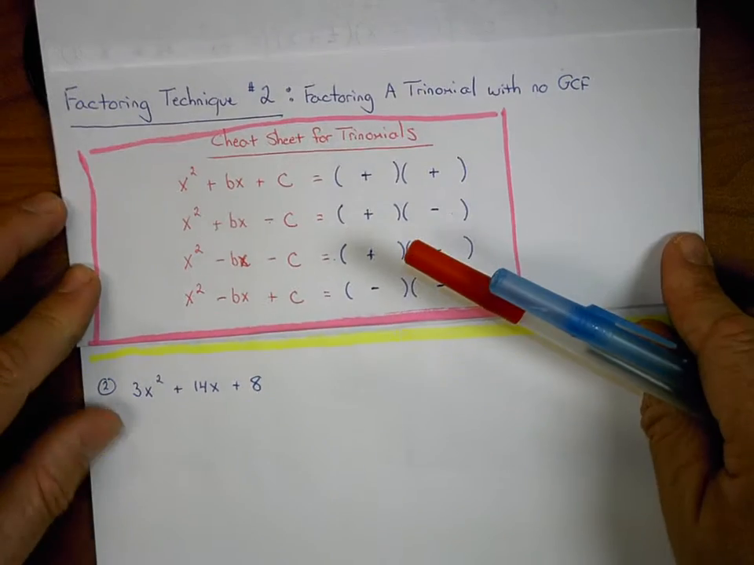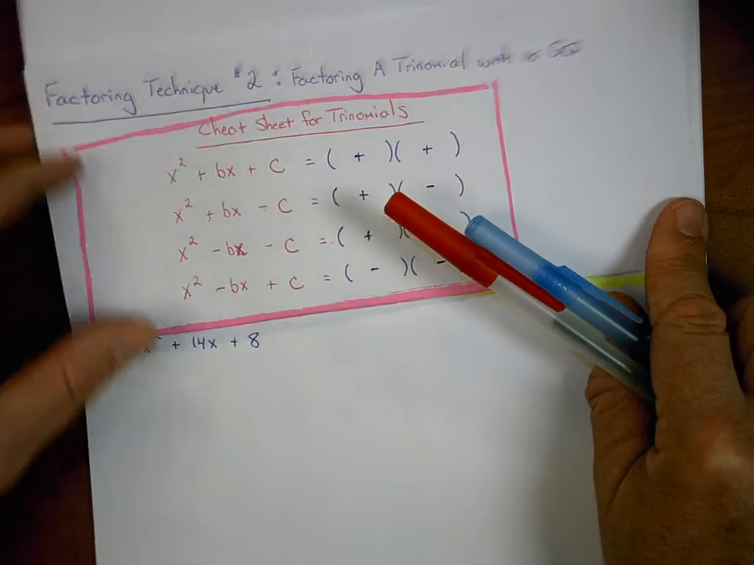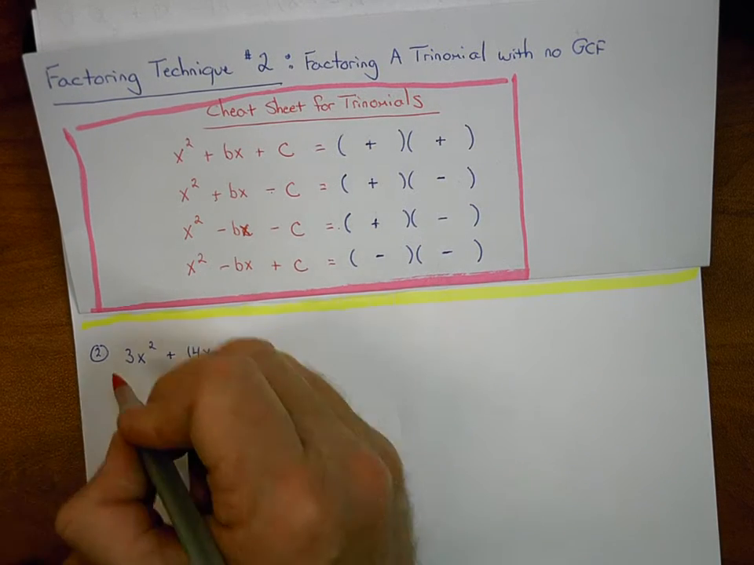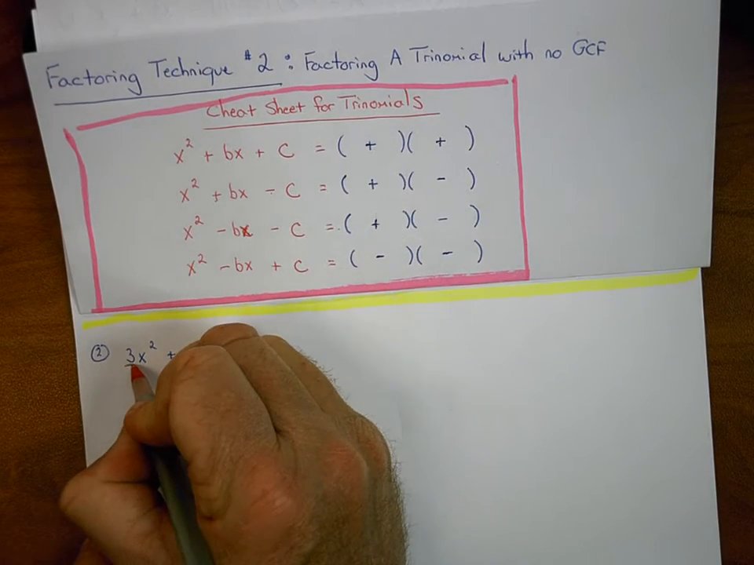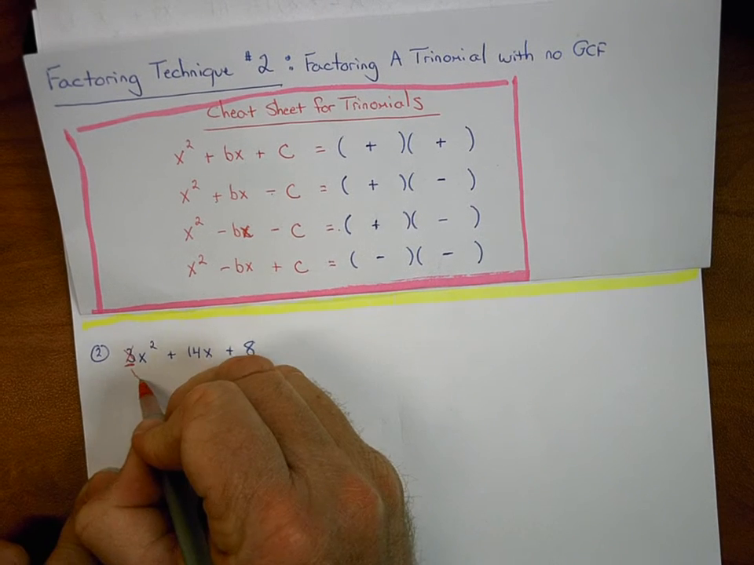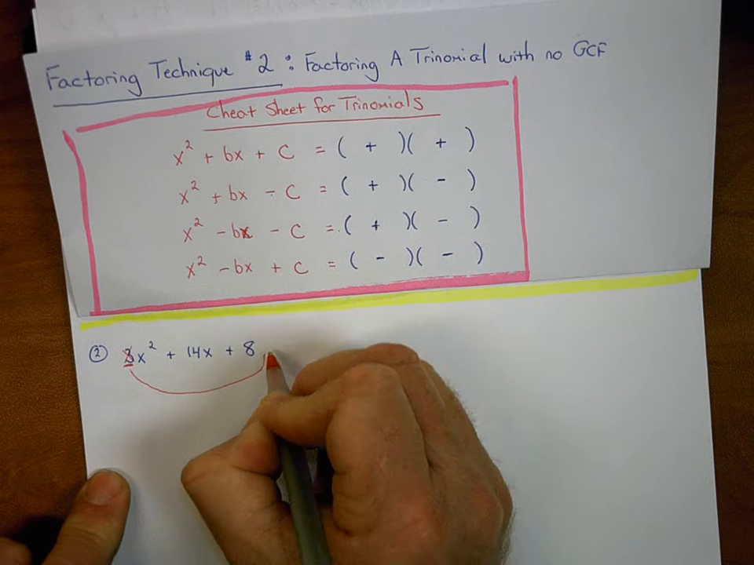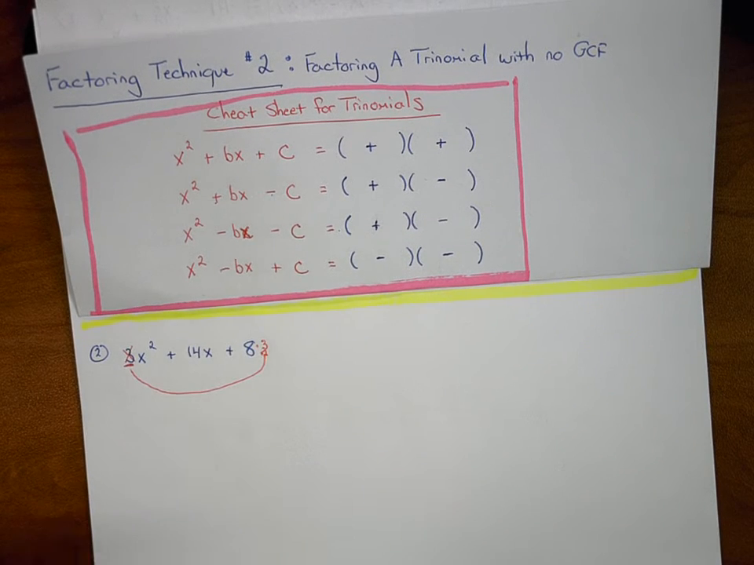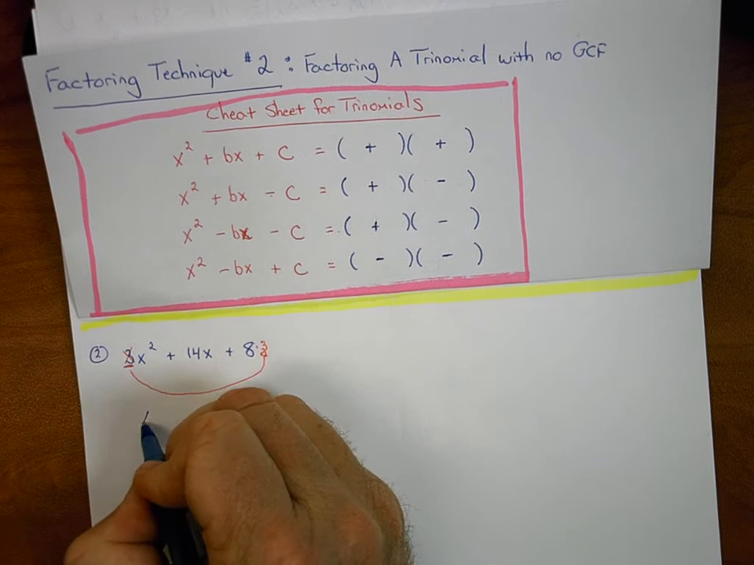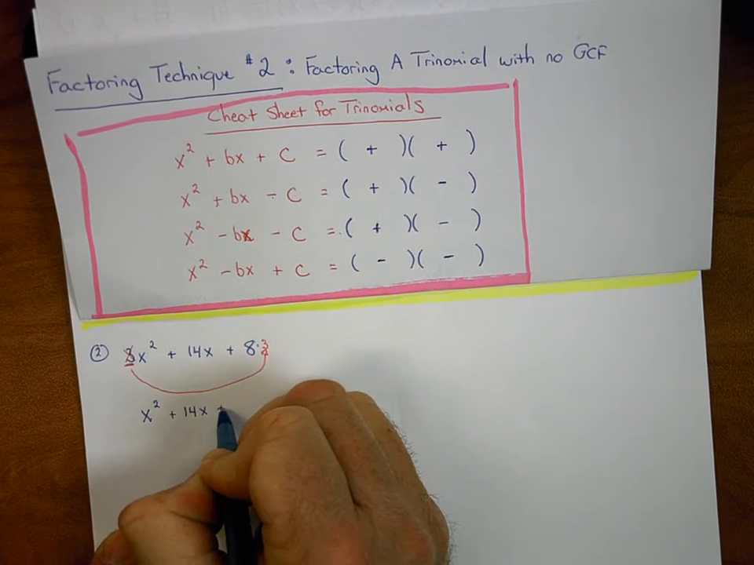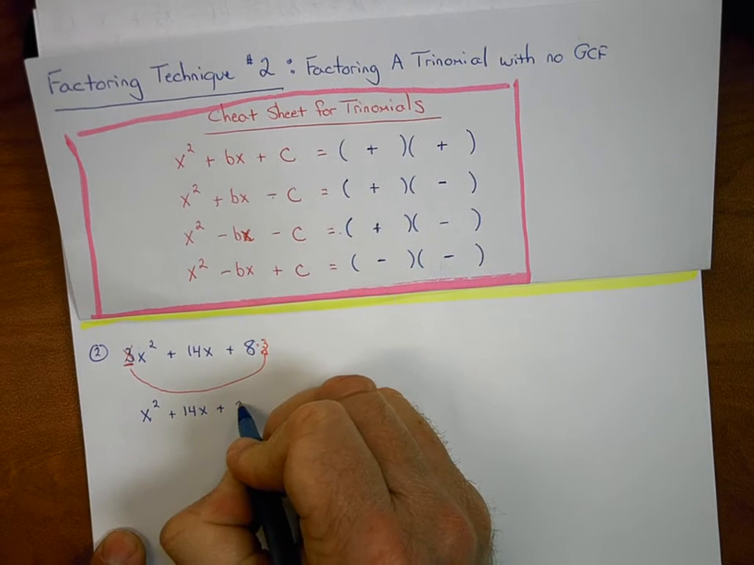So I'm going to look at my cheat sheet. Can I use my cheat sheet for trinomials? The answer is no, because I have this leading coefficient. Okay, so I need to get rid of this. How do I get rid of it? I cross it off and I move it to the back. Now when I move it to the back, I multiply. So that I get a new trinomial. x squared plus 14x plus, now it's no longer 8, it's 8 times 3, so I get 24.